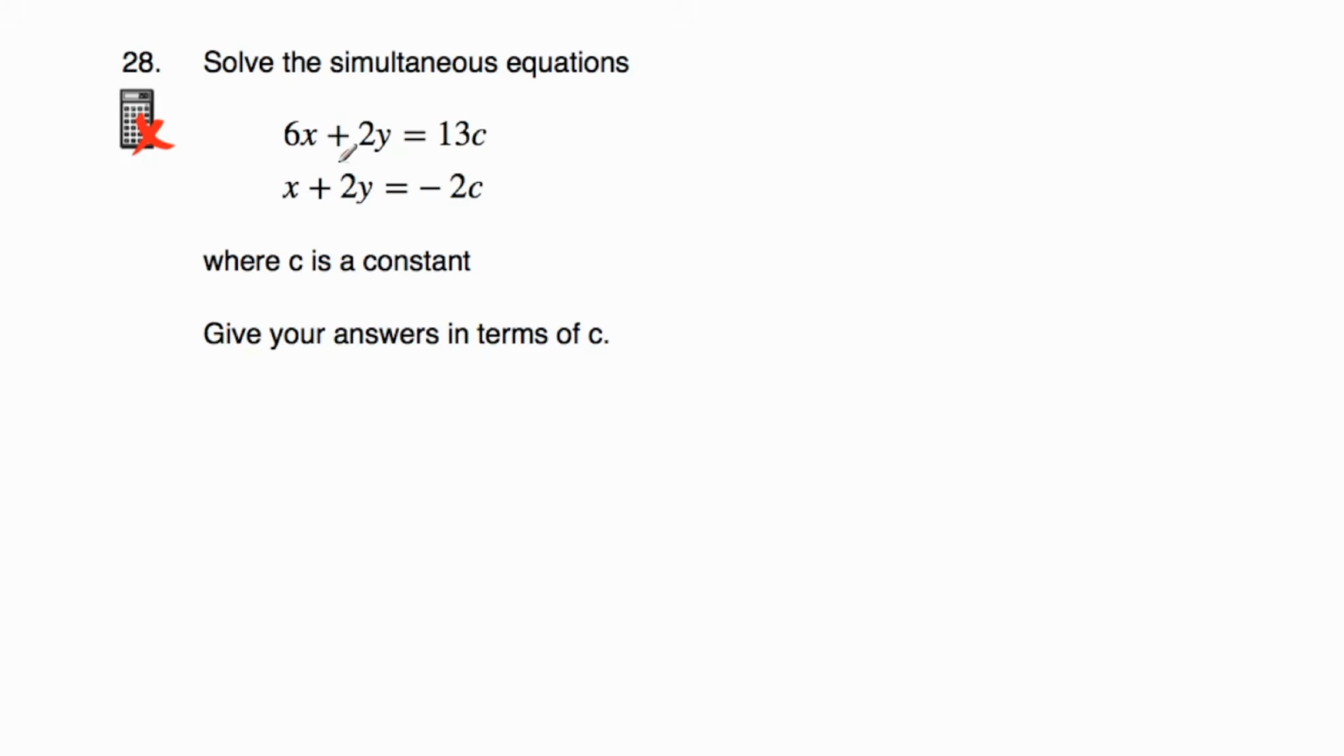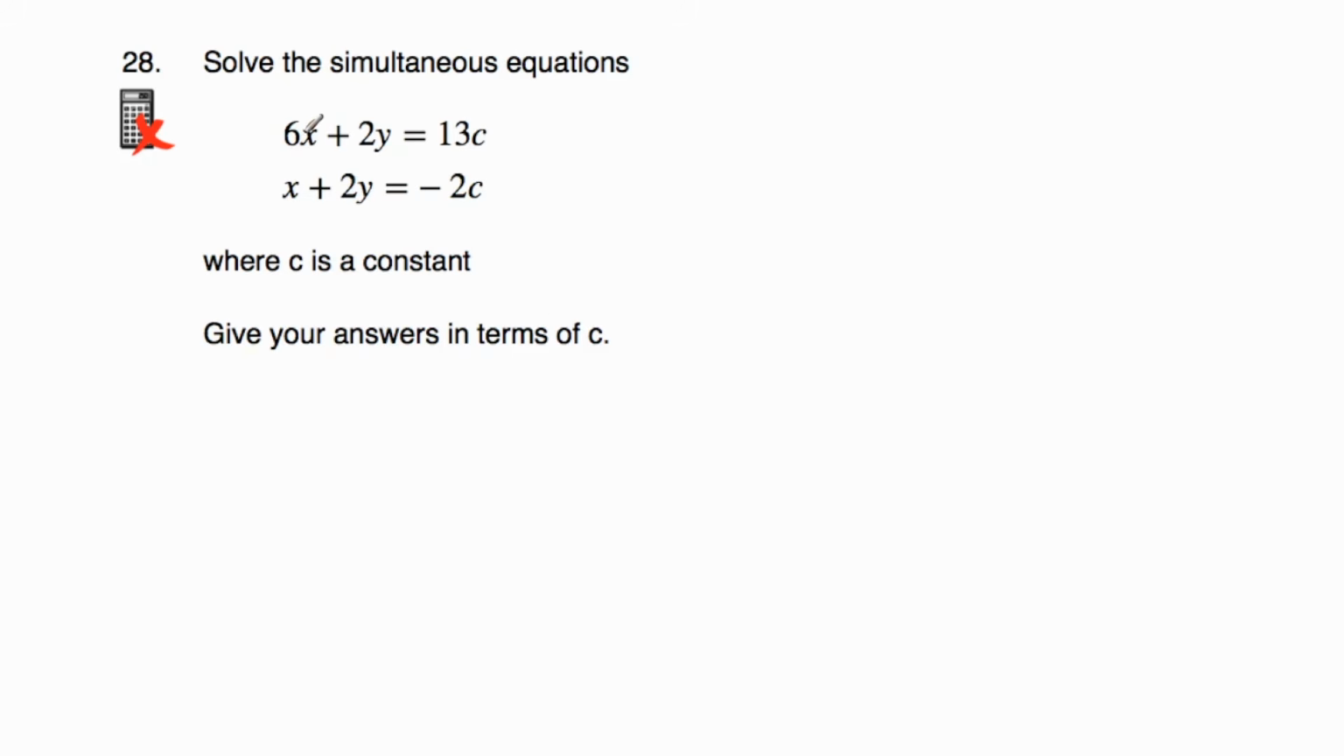So these simultaneous equations look a bit different than the ones we've looked at so far, because normally they would just equal a number, be it 50 or 20 or 5 or whatever, but here we've got 13c and negative 2c. Because we're asked to give our answers in terms of c, we're just going to solve these simultaneous equations like we normally do, but instead of them equaling a number, it's going to equal so many lots of c. So it might be that we get x is equal to 8c, or we might get that y is equal to minus a half c, or something like that.